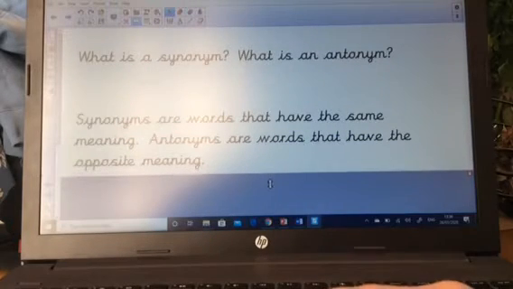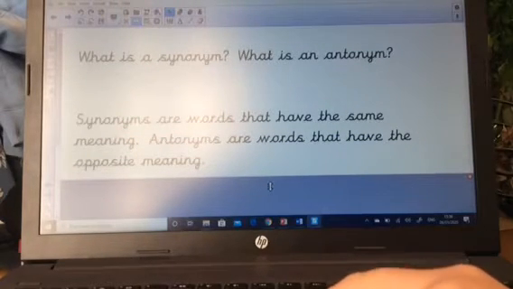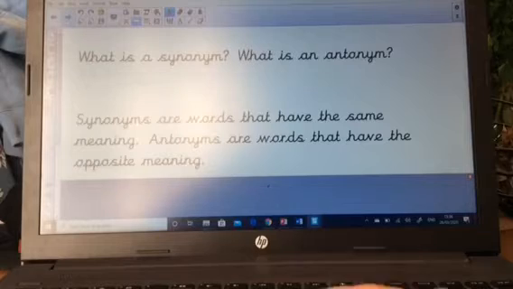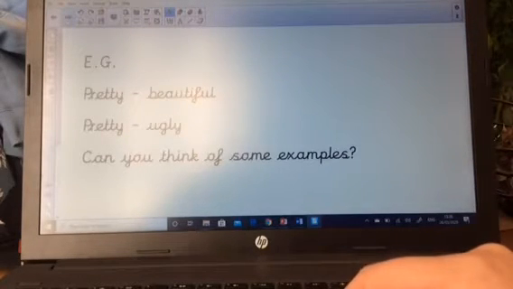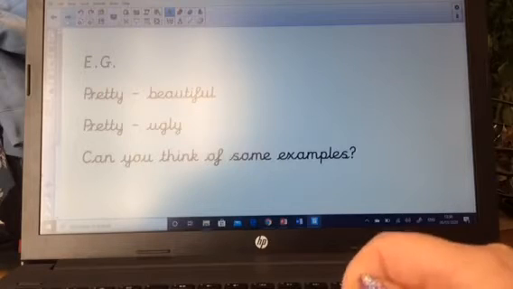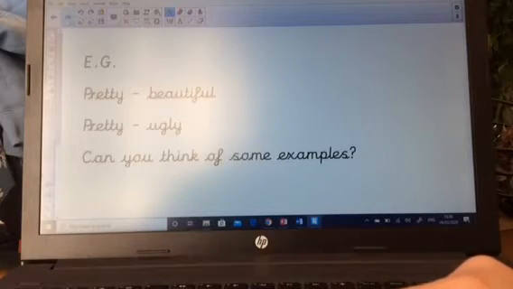So synonyms are words that have the same meaning, whereas antonyms are words that have the opposite meaning. So for example, if we use the word pretty, beautiful is a synonym of pretty because they mean the same thing. Ugly is an antonym of pretty because they mean the opposite things. Can you think of some examples? I'll give you a few moments to do that.